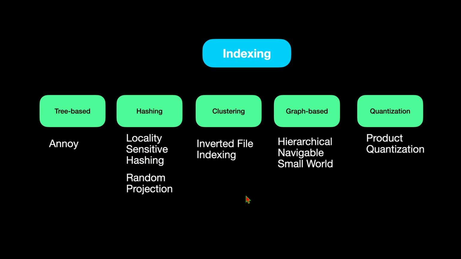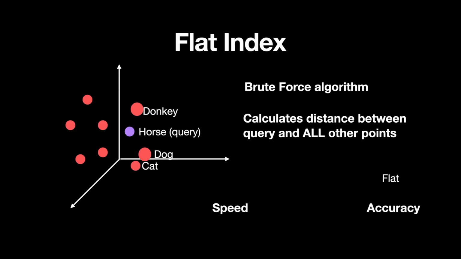We're going to start with flat indexing, which is a kind of brute force algorithm. In the case of flat indexing, we do not modify the input vectors, nor do we cluster them. Whenever we get a new query point, such as the horse in our example, we compare it against all other full-sized vectors.